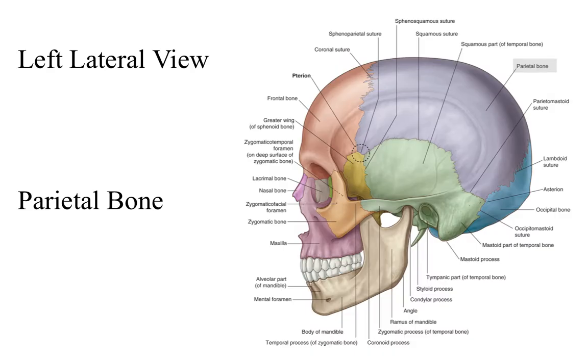All right, so next we'll move on to the parietal bone, looking at a left lateral view. And so this purple area would all be the parietal bone right here. And parietal actually means wall, so think of it as the wall of the skull.